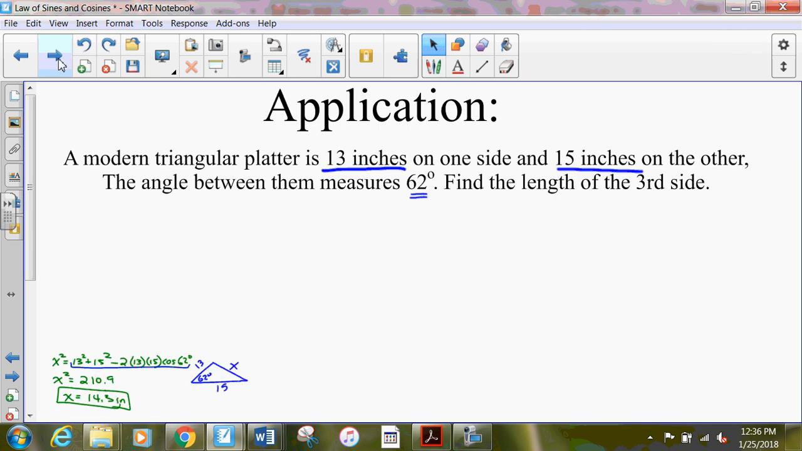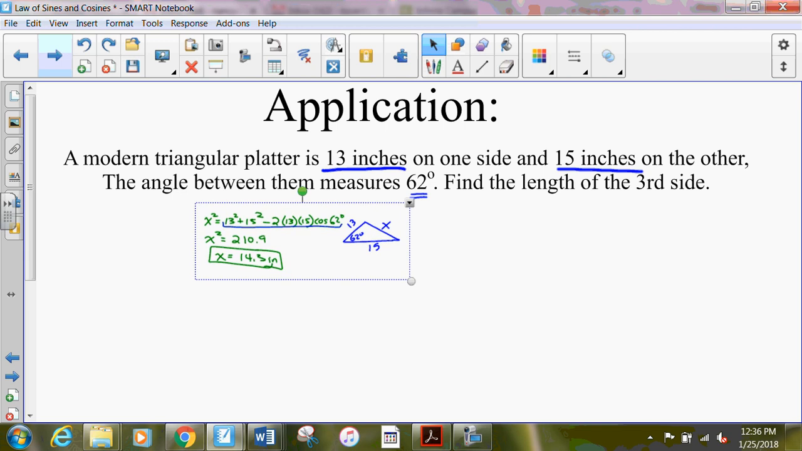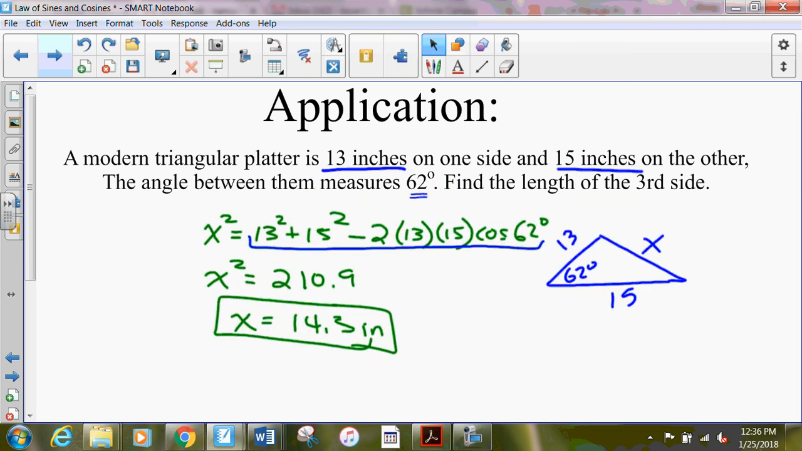All right, so here's kind of a wimpy application. We've got a triangular platter. So we drew a picture of the platter. It says the angle between the two sides is 62 degrees, so the two sides are 13 and 15, and we want to know the third side. We are not given an angle and its opposite side. Boo-hoo, we cannot use law of sines, so we're stuck with law of cosines.